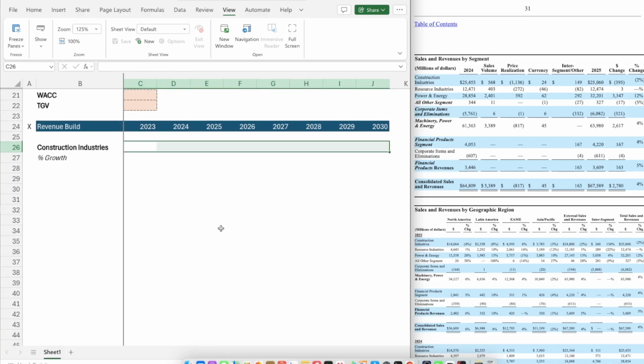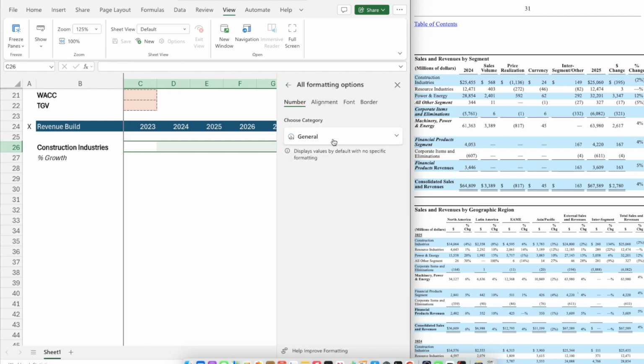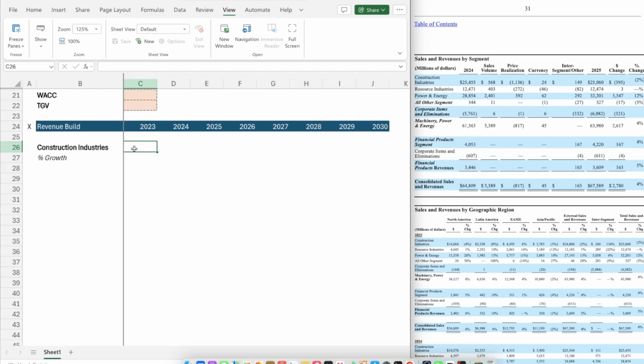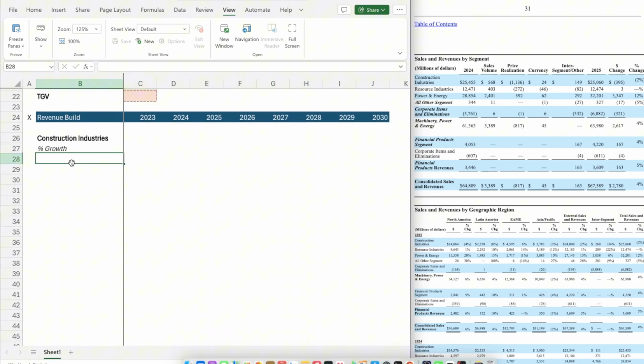Let's just format first. We want number, remove the decimal places, use the thousand separator and brackets for negative numbers. And here we're going bear, base, bull.